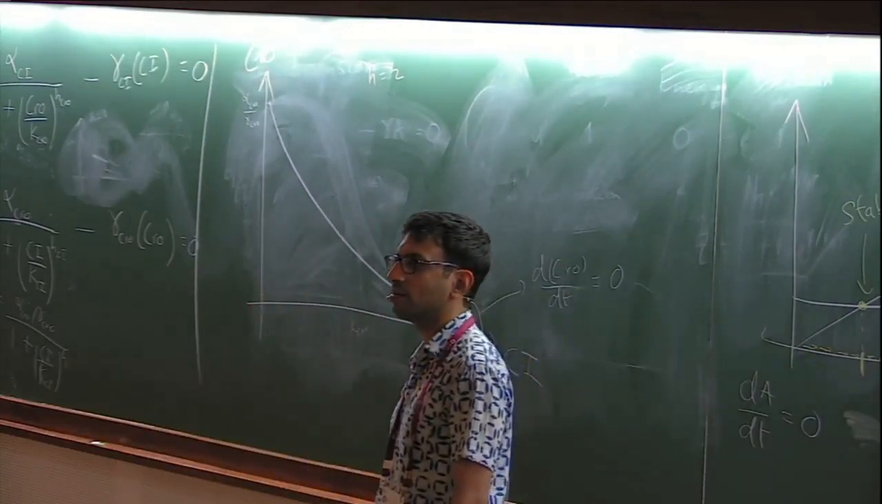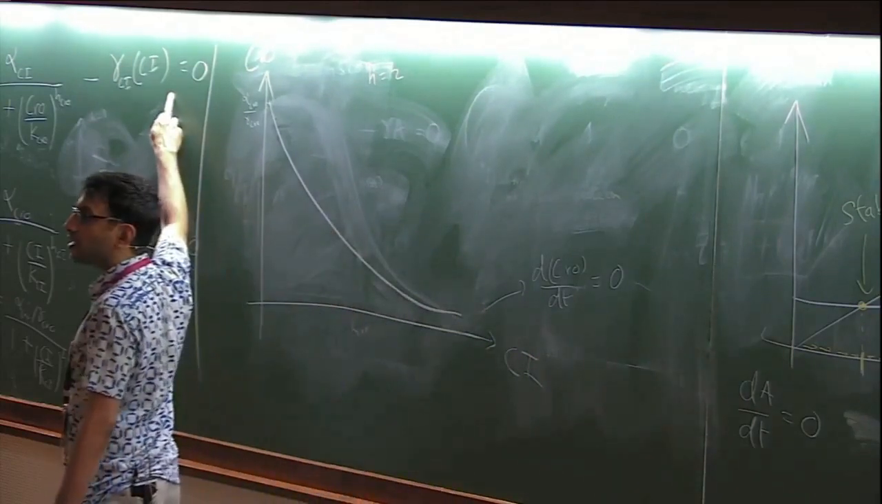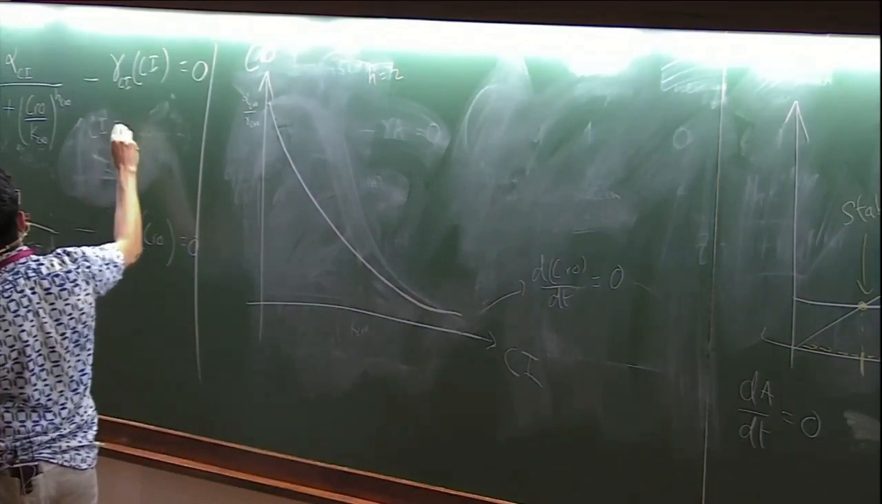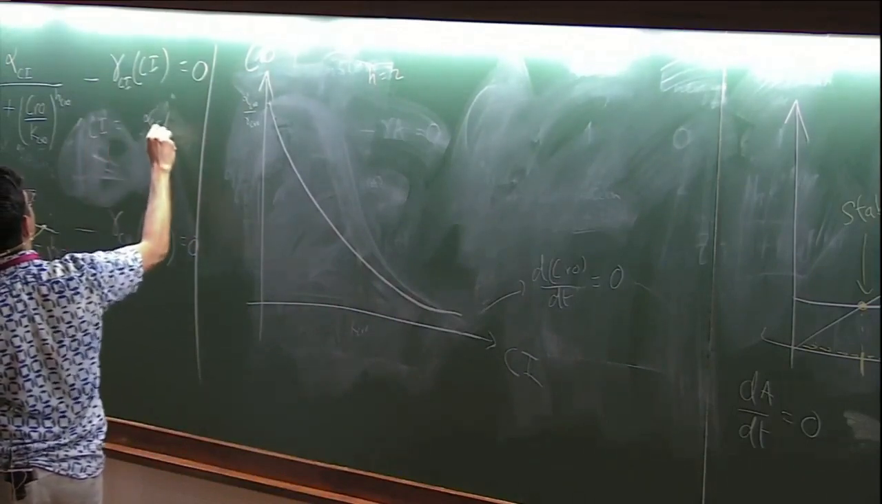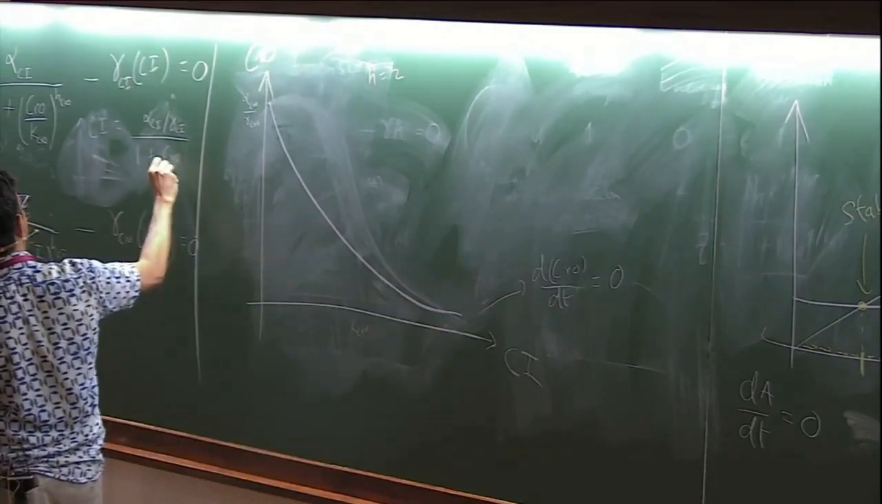Okay? Now we need to do the same for the other equation. And the other equation gives you a very similar kind of equation, but it says C1 is some alpha C1 by gamma C1 divided by 1 plus CRO by K CRO.